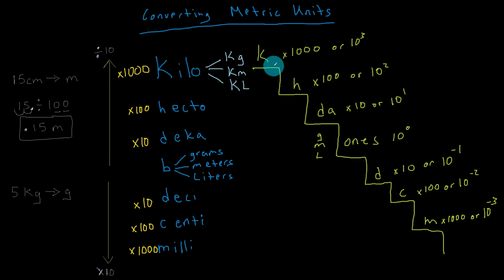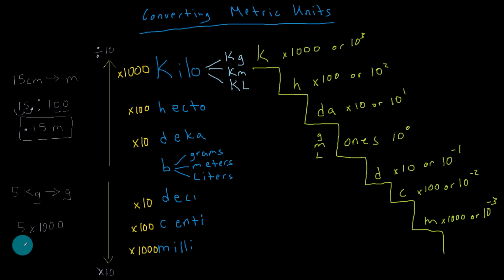which is here. So I'd have to move down 1, 2, 3 steps, or the direction I'm moving is to the right. Since I'm moving down the steps, I'm going to multiply by multiples of 10. So that's times 10, times 100, times 1,000. So let's take 5 and multiply it by 1,000.